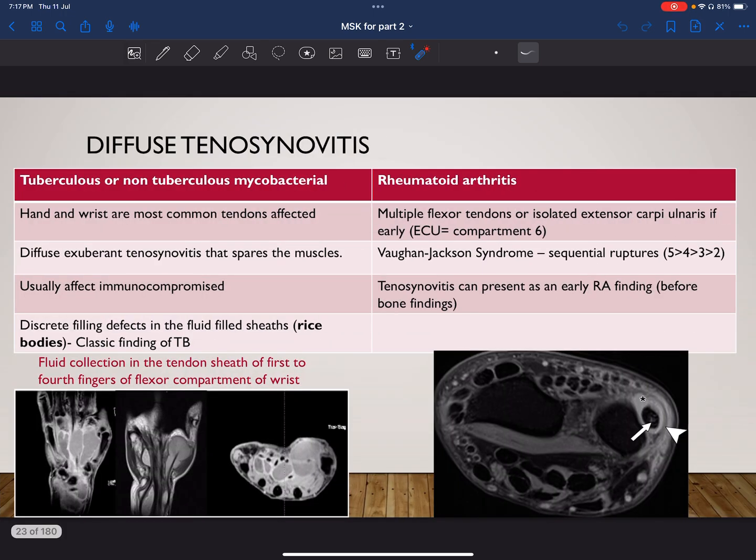So the first is diffuse tenosynovitis, tubercular or non-tubercular mycobacterial, and rheumatoid arthritis. The infection classically involves hands and wrists. There will be diffuse tenosynovitis that spares the muscles, usually in immunocompromised patients. There can be filling defects in the fluid-filled sheath, or rice bodies, which are a very classic finding in TB. If you see them, it is TB. So here we can see fluid collections in the sheath, and here we can see rice bodies.